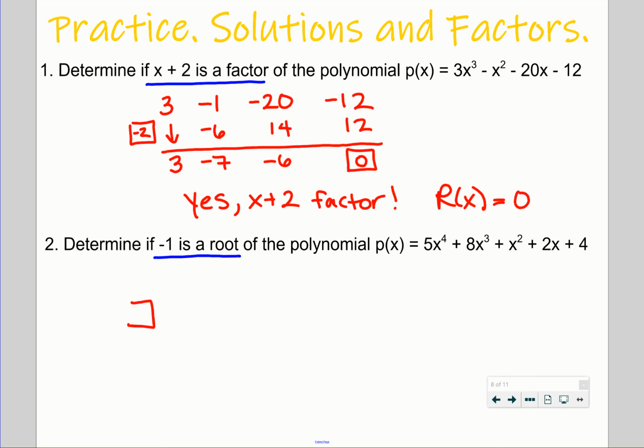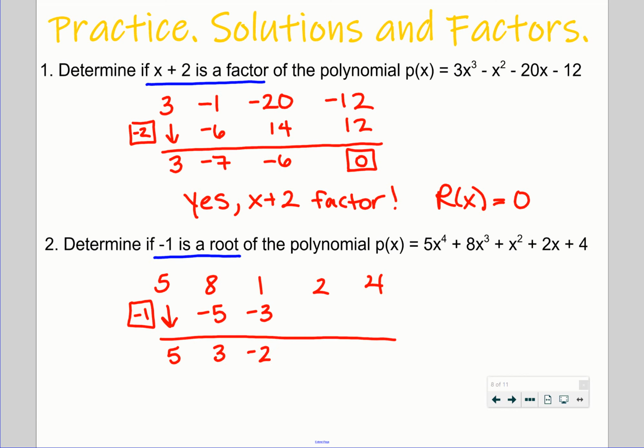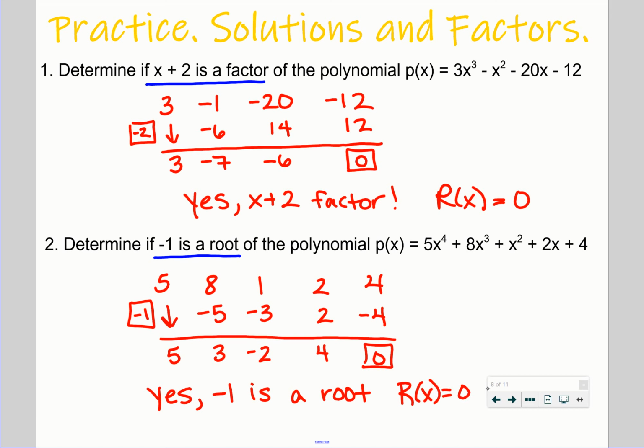To determine if negative 1 is a root, remember root means solution or x-intercept or 0, all the same thing. Negative 1 goes straight into the box. 5, 8, 1, 2, 4. Again, no missing coefficients there, so I don't need any zeros. Bring it down, multiply, add, multiply, add, multiply, add, multiply, add. So again, you get a yes here. Negative 1 is a root or a solution, or if you looked at the graph, an x-intercept, because my remainder is equal to 0.